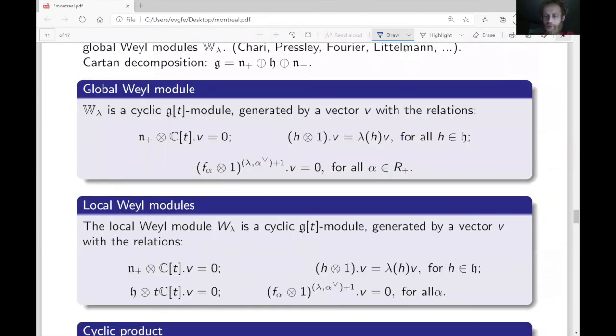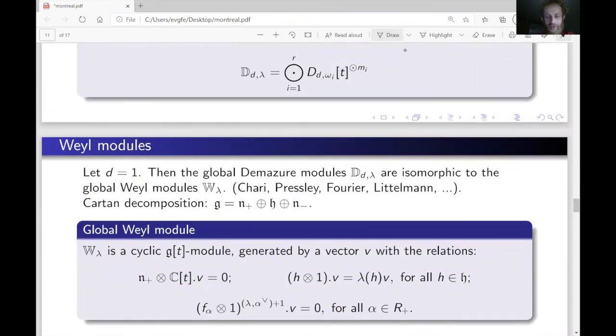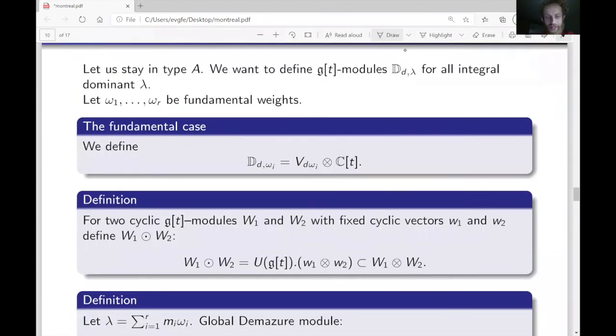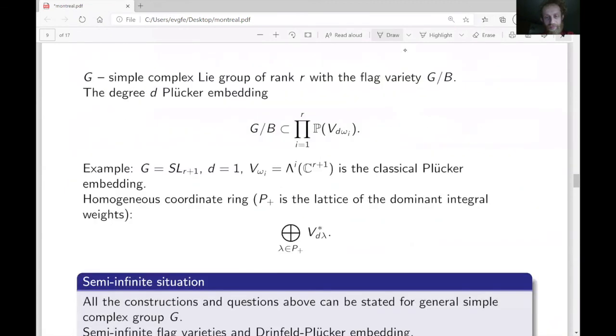We have some problems with navigating the system. Sorry about that. Let me get back.